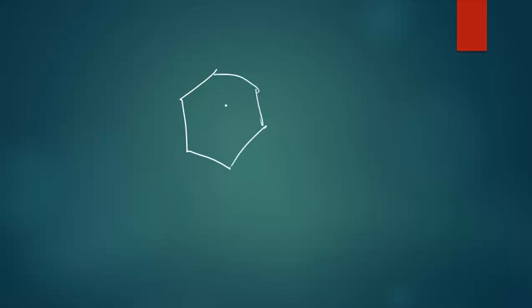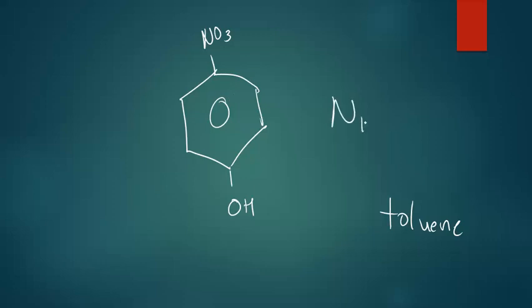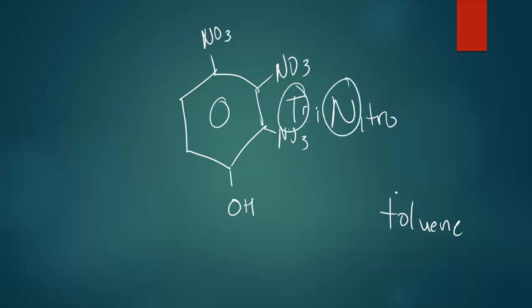Take the benzene and add a methyl to it, and now it's called toluene. If there is a nitrate on it, it's called nitro. If there are three nitrates on it, it's called trinitro, which is what? Dynamite. Trinitrotoluene is TNT, and it's all based on benzene.